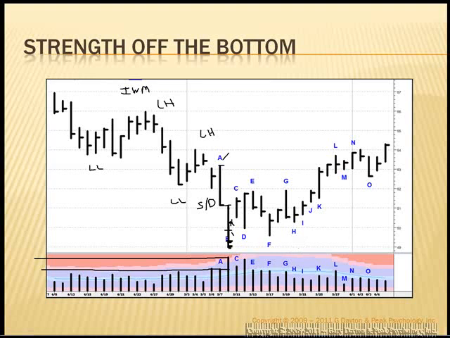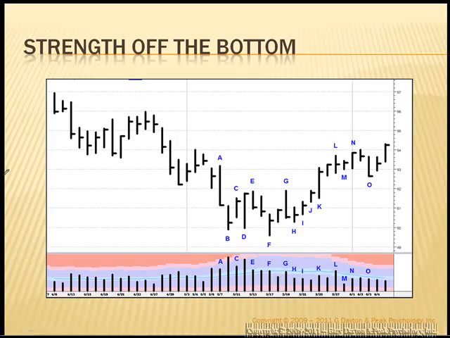And so only one thing can do that, and of course that's going to be buyers stepping in. And we know it now because the volume's high, because the spread has narrowed down a little bit compared to bar A, and also because it's closing off the bottom. Buyers are stepping in a little bit.